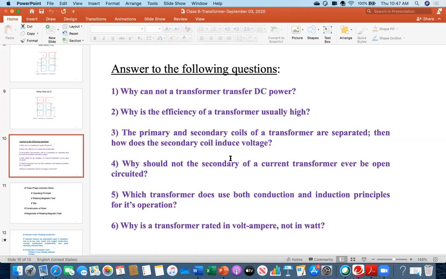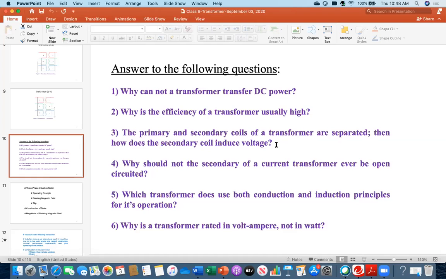Okay. Now, question number 3. The primary and secondary coils of a transformer are separated, right? Whatever it is, core type or shell type of transformer, there is no direct connection between the primary and secondary coils. Then how does the secondary coil induce voltage? How would you answer this question? You see the question, there is no direct connection. They are separated. But then how does the secondary coil develop voltage? What is the principle?